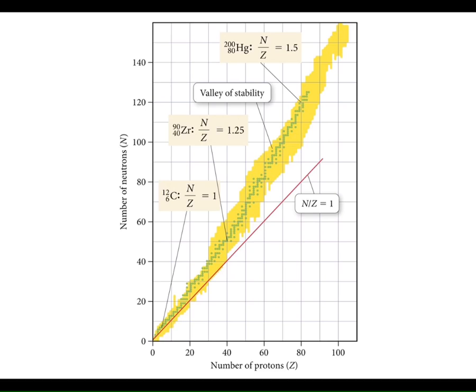So now it's not 40 to 40, now it's 40 to 50. Now it's not 80 to 80, now it's 80 to 120. So it's not 1 to 1 anymore, they need more neutrons.